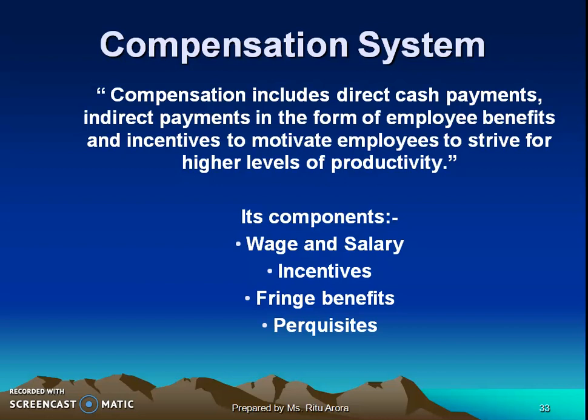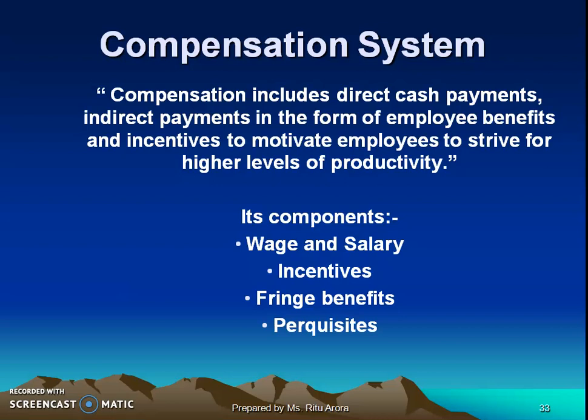Now, what the compensation system or the wage and salary system of an organization includes is direct cash payments which the organization makes to its employees, indirect payments in the form of employee benefits like provident fund benefits, gratuity benefits, insurance facilities, and incentives to motivate employees to strive for higher levels of productivity.